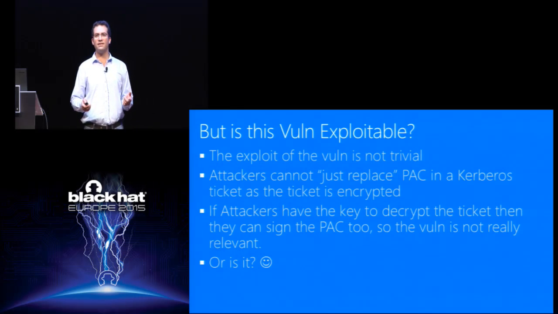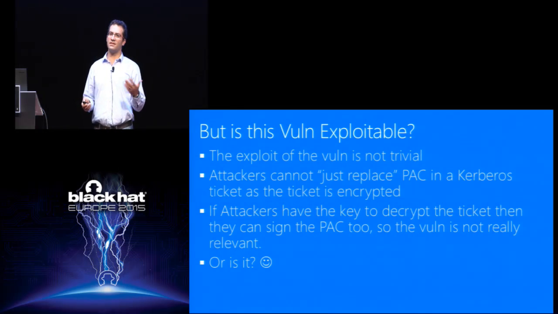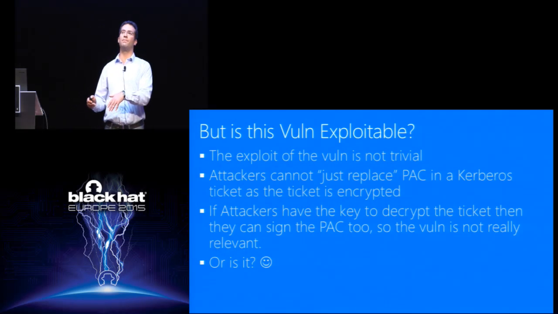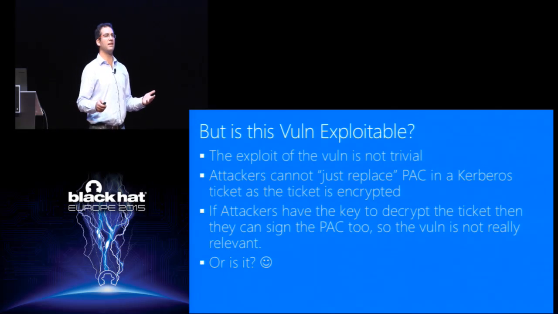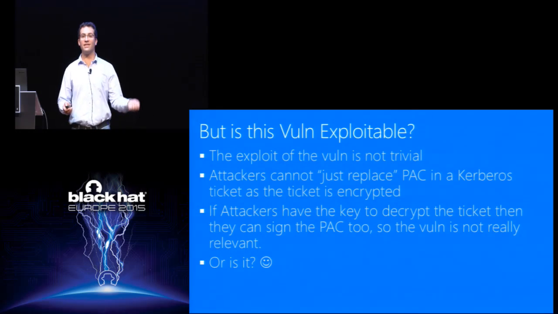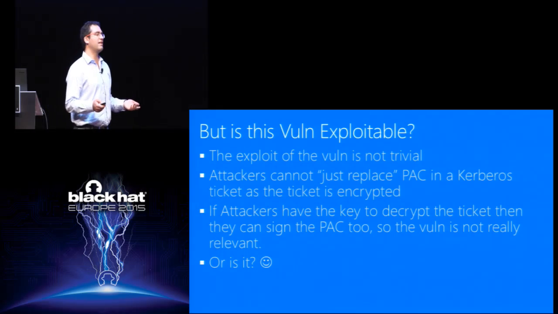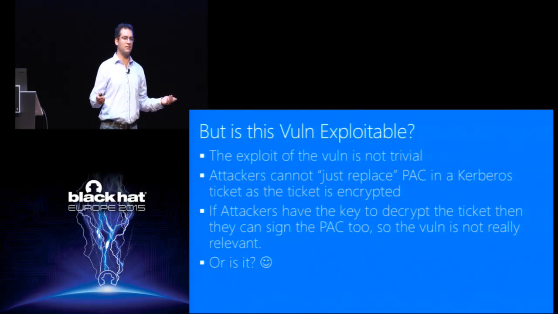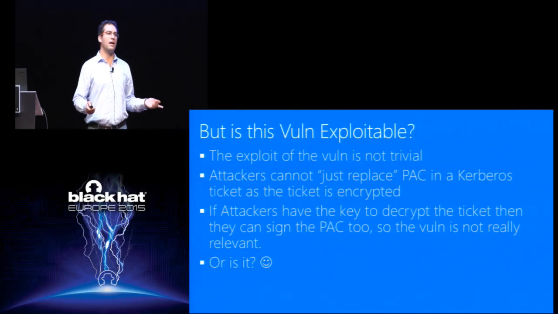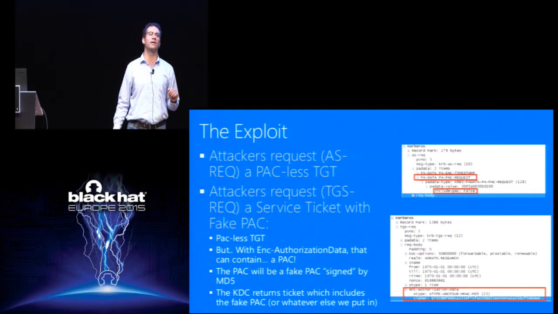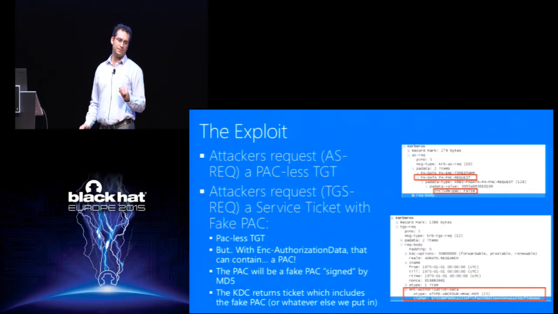Because we said that the ticket itself is encrypted. So attackers cannot just overwrite the PAC in a valid Kerberos ticket with the PAC they signed with MD5, because it wouldn't work. It wouldn't be decrypted properly. And if they can encrypt it, and they already have the Kerb TGT key, so why bother with it? They can just do whatever. Okay, but there is a way to exploit it without knowing the Kerb TGT key.